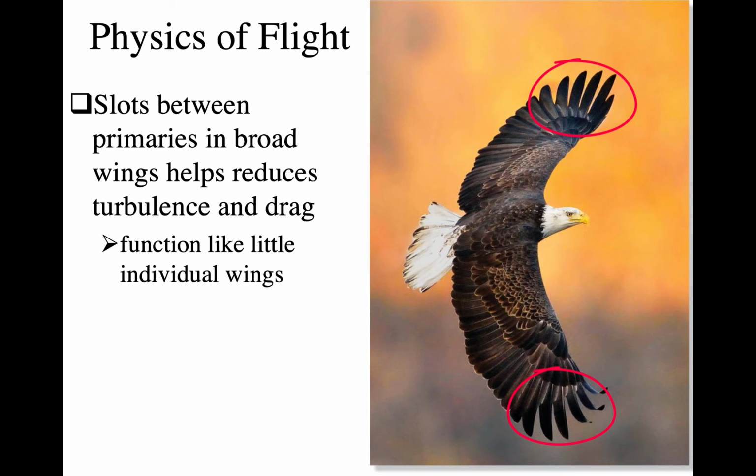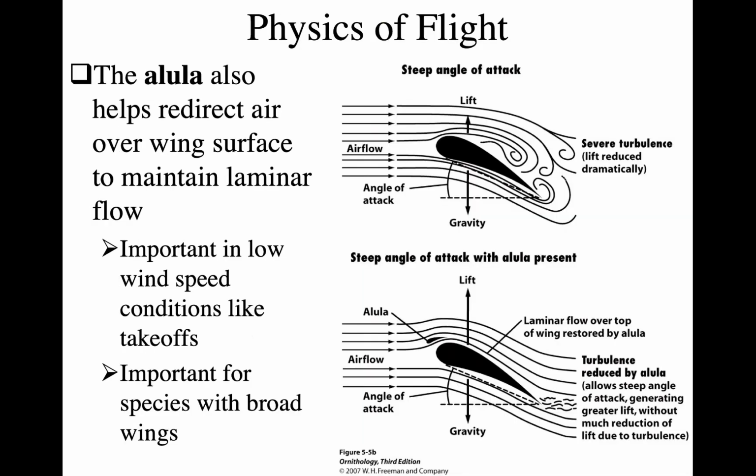So you don't have to worry about too much turbulence and losing lift associated with those wing tips. The other thing you can do is have a large alula. So the alula, remember we looked at that in the lab, is a series of feathers on the leading edge of the wing, in between where the primaries and secondaries are, and overlapping more of the primaries.